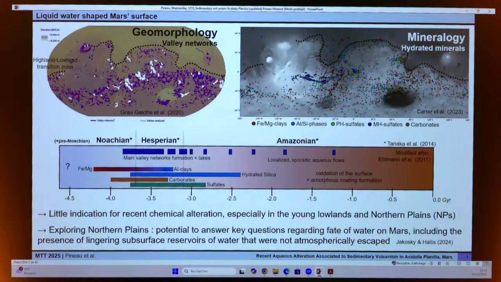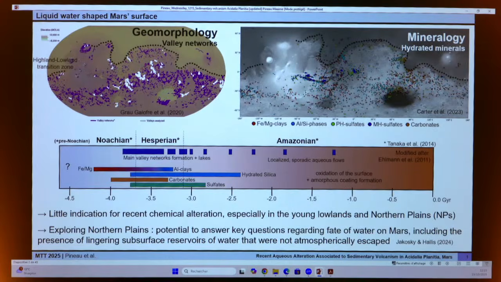You already know all of that story, but we already know that we now have a lot of indices that permit us to confirm that liquid water had shaped the surface of Mars. We have many geomorphological and mineralogical evidences, especially in the southern terrains of the planet, for aqueous geological processes. And that goes mainly for the Noachian and Hesperian terrains, so that are old and dated back to more than 3 billion years in age. But for more recent terrains, especially Amazonian terrains that are mostly located in the northern plains of Mars, we have little indication of that chemical aqueous alteration.